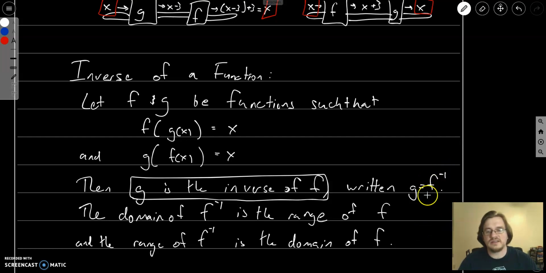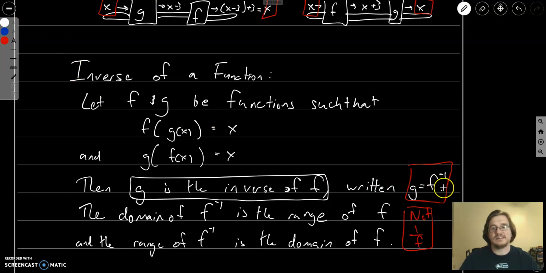We give g a name. So g is the inverse of f, and we write it like the following: g is f inverse. Now, note, this is not 1 over f. Even though we have something to the -1 power, this is not the same thing as a power. This is not f to the -1 power. This means f inverse. So it's very important that this does not mean just 1 over f.